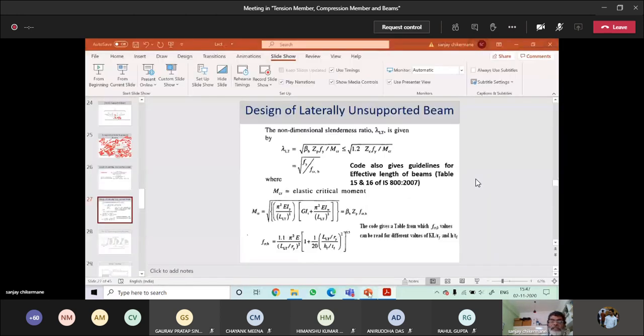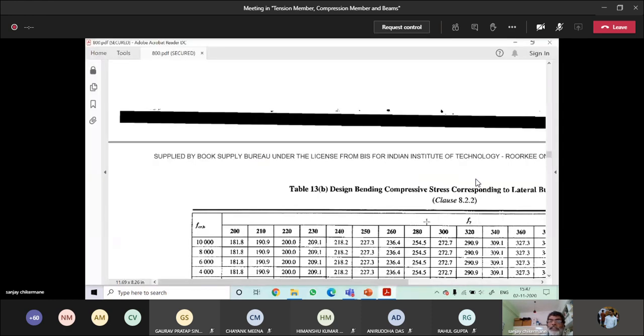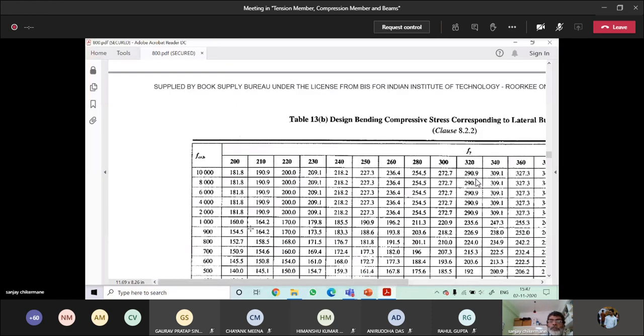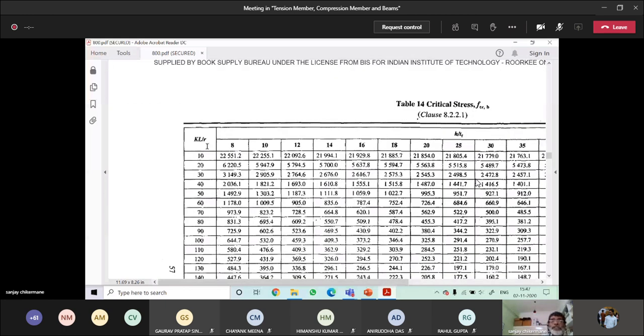Is this making sense? And FBD ends up giving me this directly. So it is beta B ZP times FBD. FBD, I take a look at it from this part of the code, which is knowing what are different Fys and different F critical B. I can find out straight away what FBD is. And F critical B, I work out by looking at what is KL by R and H by TF and find out what F critical is.